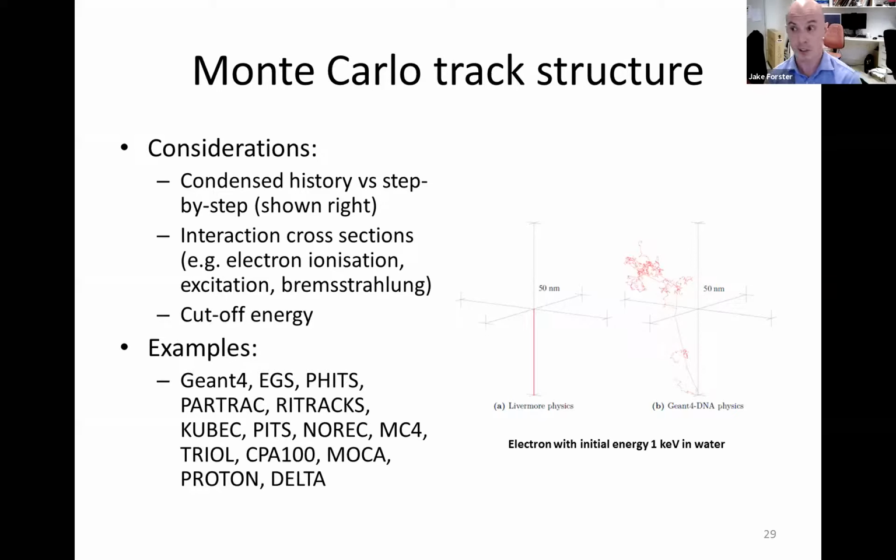Another thing in Monte Carlo track structure to consider is these interaction cross sections. So we're talking about probability for events like electron ionizations, excitations, bremsstrahlung, all the gamma processes. The other thing is the cutoff energy. So how far down do you track these electrons? Say, at what energy do you stop tracking, and do you just dump all the energy of the electron where it stands? There are lots of examples of Monte Carlo track structure code. I've listed some of them there, and some of them specialize in certain energy domains, whereas others are quite general purpose.